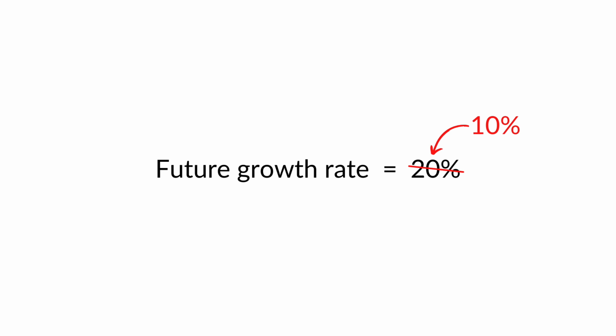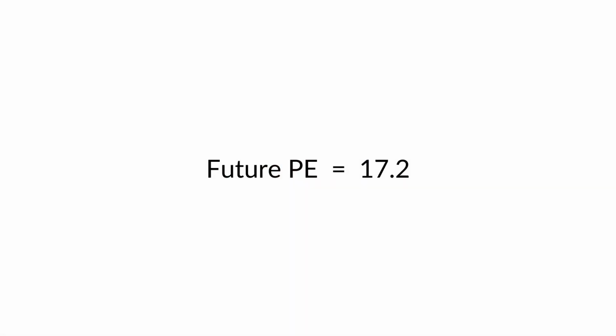In my previous video, I used 20% equity growth. Now, since we're seeing a slowdown with Alibaba's earnings, I want to be conservative and will halve it to 10% growth. In my previous video, I used 17.2. Again, I want to be conservative.